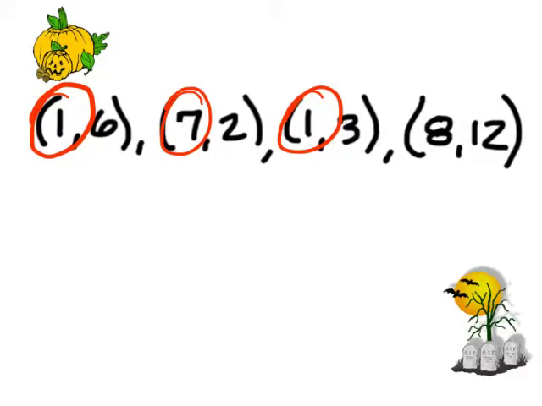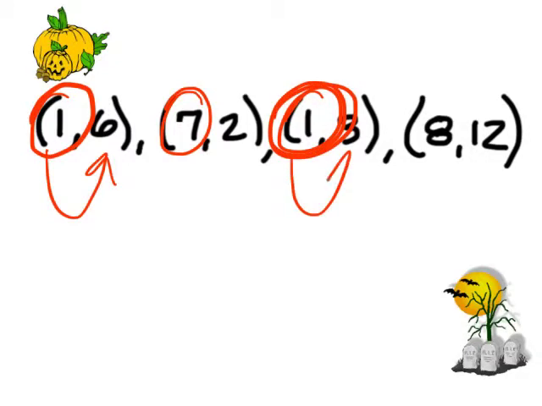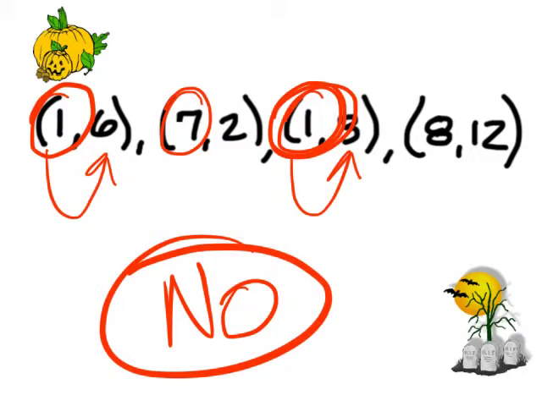If I put in a 1 and get back a 6, then I should be able to put in a 1 another time and get back a 6, but instead I got back a 3. So that means this is not a function. The answer would be no. You cannot have the same x value twice and have that number be associated with two different numbers.